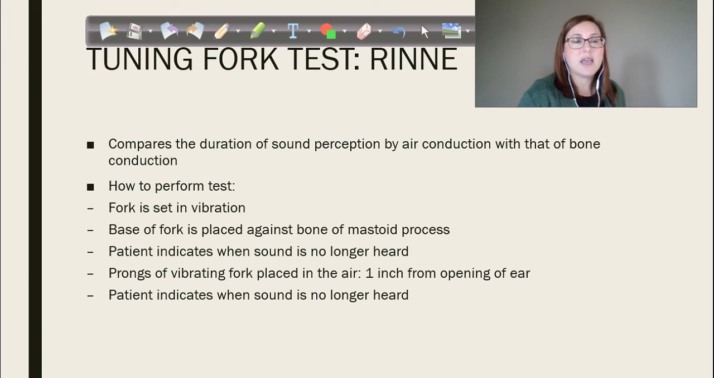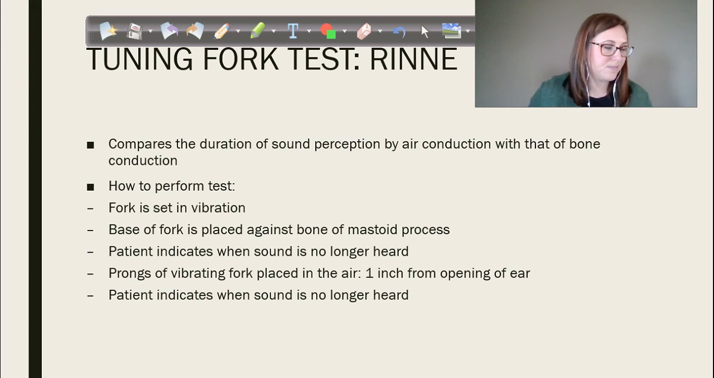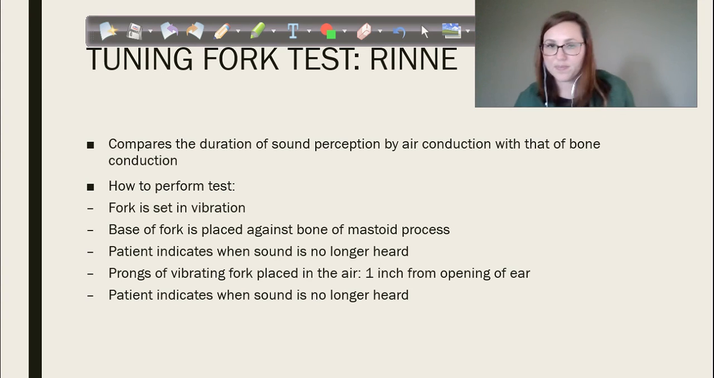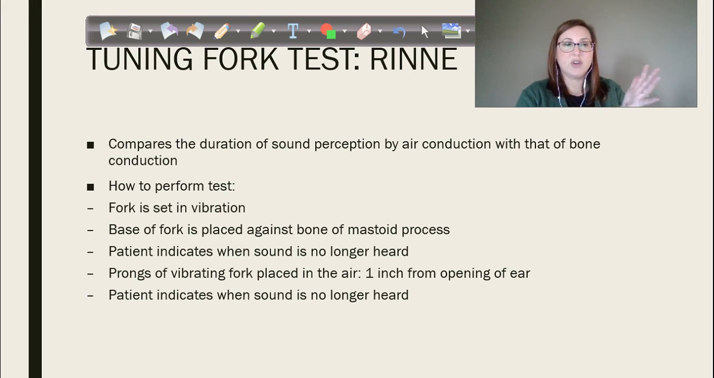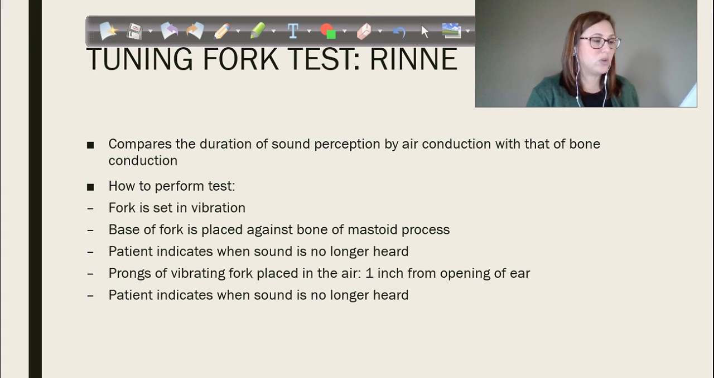The Rinne test compares the duration of sound perception by air conduction with that of bone conduction. So this is where the bone comes in. So again, you would set the fork into vibration. You would hit the end of it on the base of your hand, and then the fork is placed against the bone of the mastoid process.